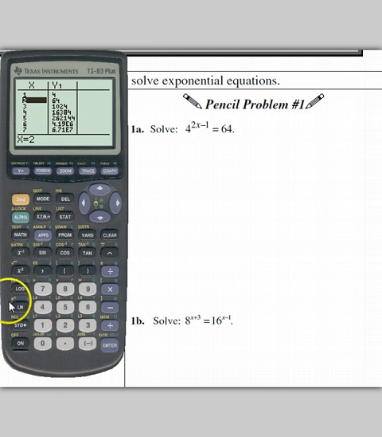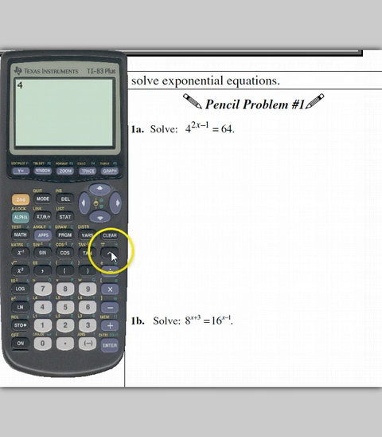I could always check if I'm on the right track or not. Second, quit. So I'm saying x is 2, so 4 to the power 2, I'm replacing x as 2 in this equation, times 2 minus 1. Bingo, and that is 64. So your solution is correct.